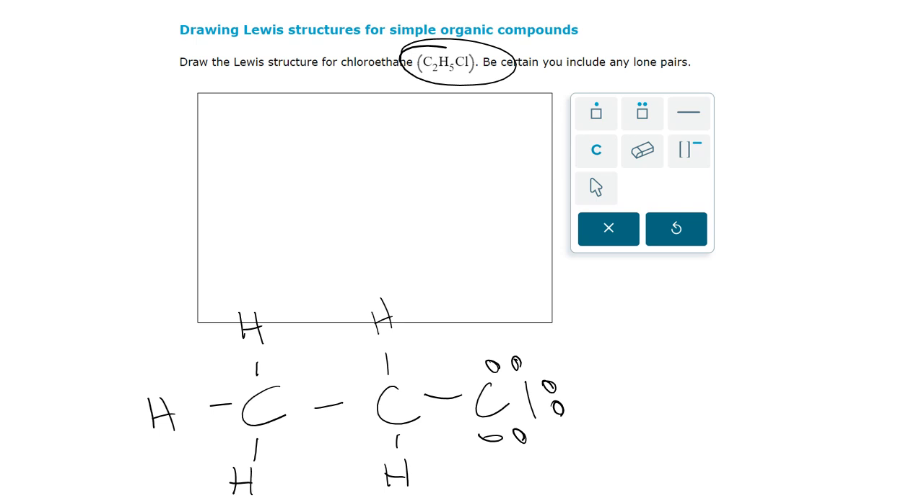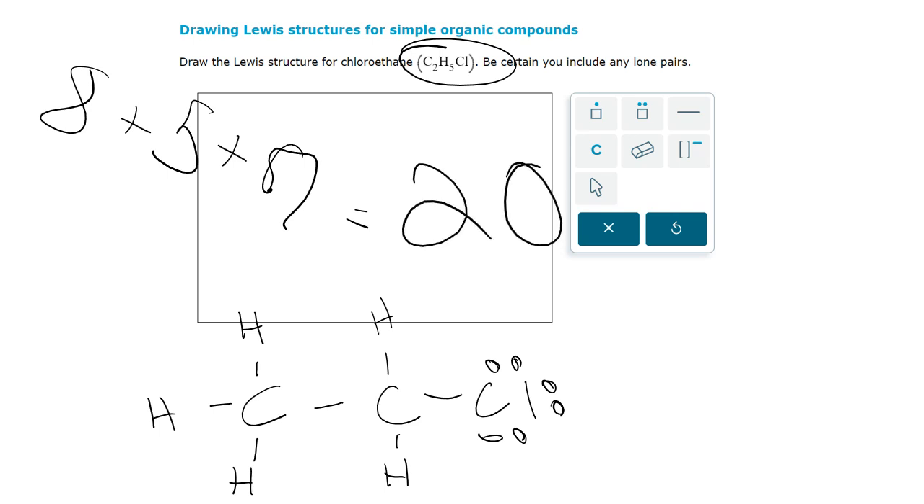But if you want to count up the valence electrons, carbon has 4 times 2, plus 5 hydrogens, plus chlorine has 7. That adds up to 12, 20. If you count these valence electrons, everything fulfills the octet rule. Hydrogen fulfills the duet rule, so that has to be right. And so this would be the structure.